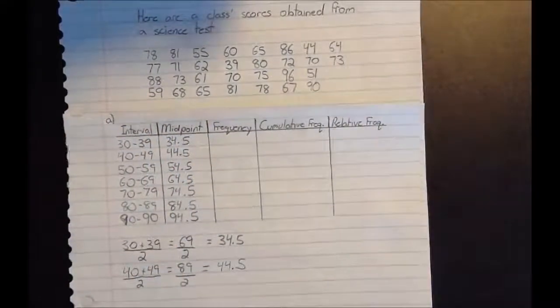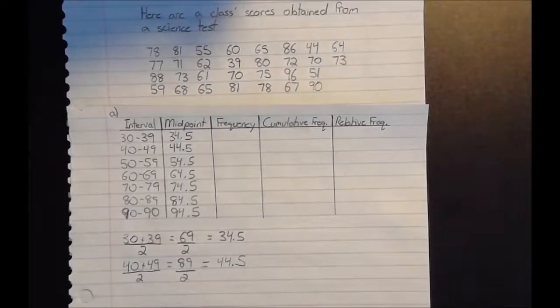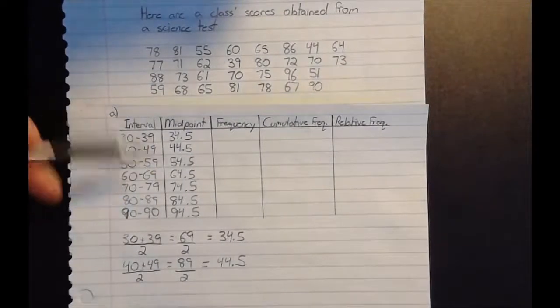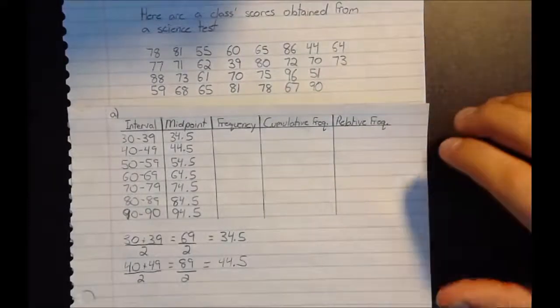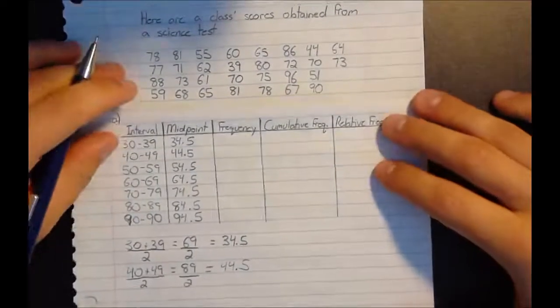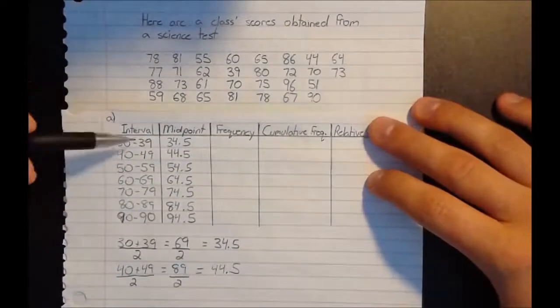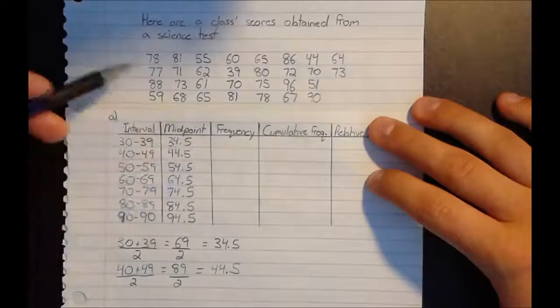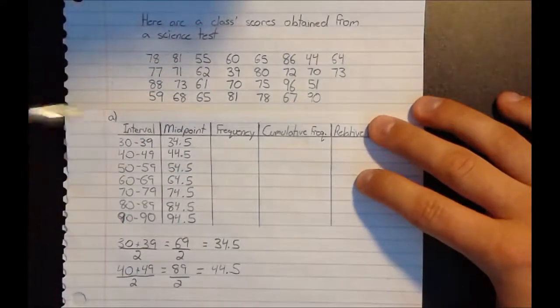Now, not all your midpoints will always end with a half. For example, if you were to have an interval the size of 5 instead of 10, you would actually have a midpoint that's a whole integer. Okay, so now let's look at the frequencies. The frequencies are the number of times the interval appears in the total group of data. So our first, we're looking for 30 to 39.